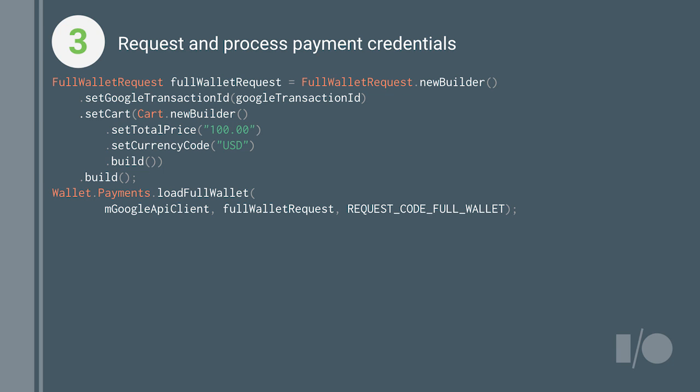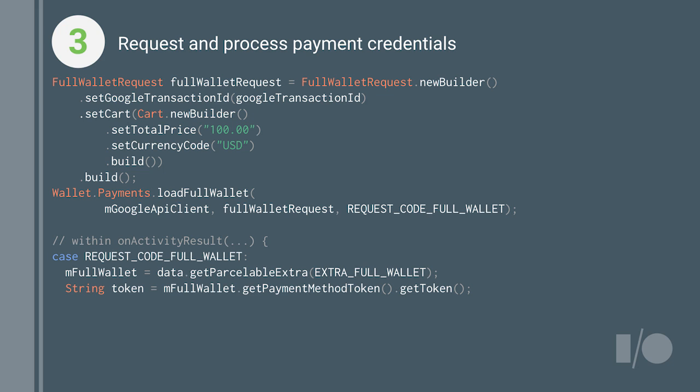Now, once you call load full wallet in the last line here, when the result is ready for you, it will be delivered through the onActivityResult callback in your activity. And you can just check the request code that you passed in the call and extract the full wallet out of the intent extras. And finally, out of the full wallet, you can get the payment token that you can later send to your processor for charging the user.